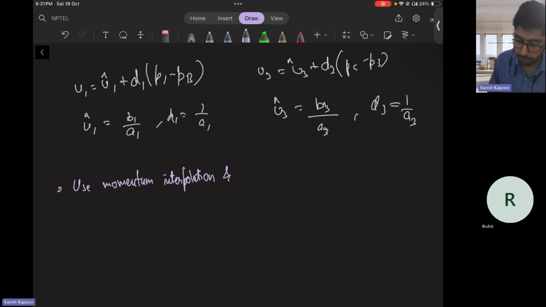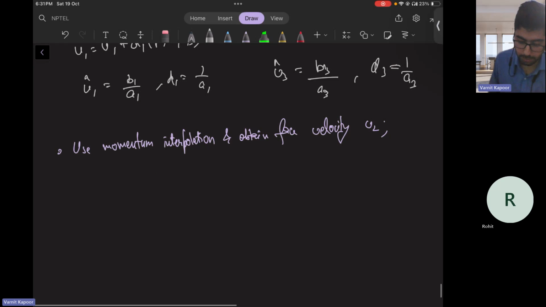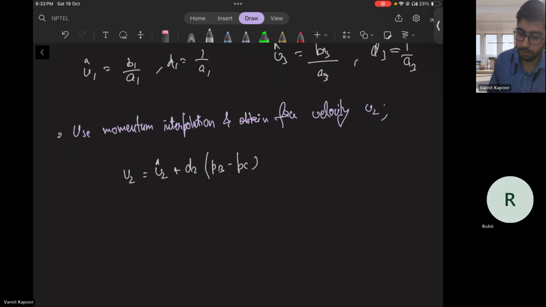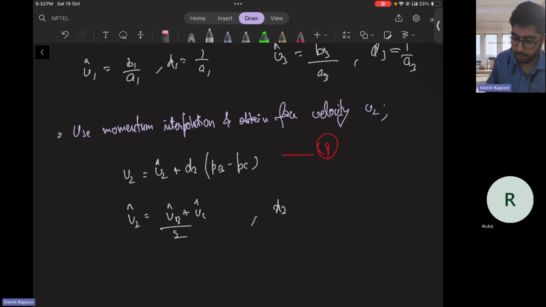And obtain phase velocity U2. So U2 is U2 hat plus D2 (PB minus PC). We'll write this equation as 9, where U2 hat is nothing but (UB hat plus UC hat) by 2, and D2 is (PB plus PC) by 2.